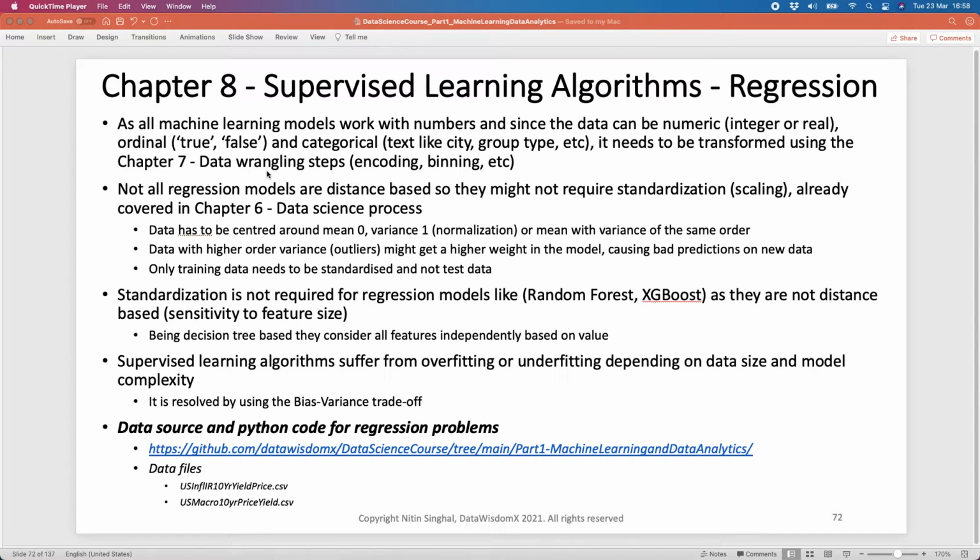So you need to encode the data or bin it if it's continuous numeric. And the other thing to remember again is that you don't need to standardize, that is scale, all the data in the regression models. So it depends on the data and the model. If you remember again, most machine learning algorithms require data to be standardized or normalized, which is being symmetric around the mean with a zero mean and a variance 1. That is your standard normal variable, which defines the population around the mean. Or you have the mean and variance of the same order, but still symmetric around the mean.